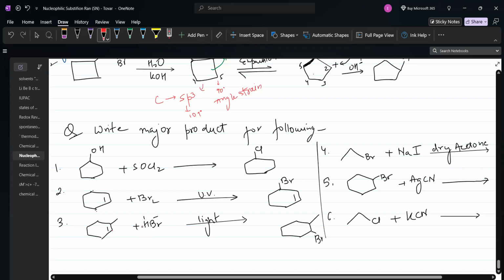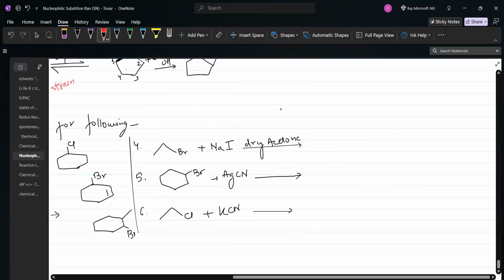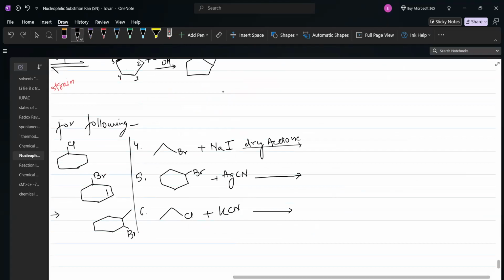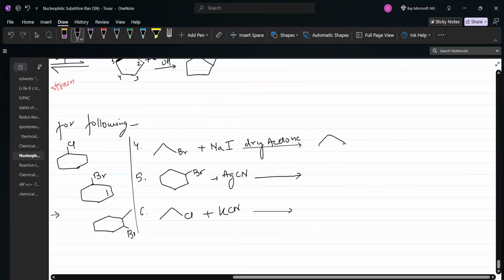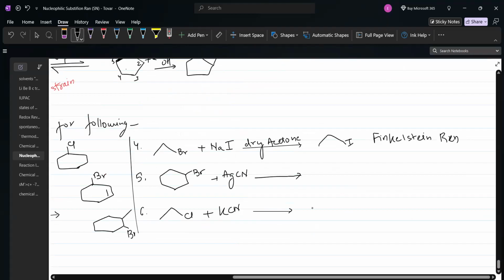at this point. The next one, when we see this reaction, what will be the product will be this. Iodine will be forming, replacing bromine in the presence of dry acetone. So this reaction is one of the name reactions, the Finkelstein reaction. That is it.